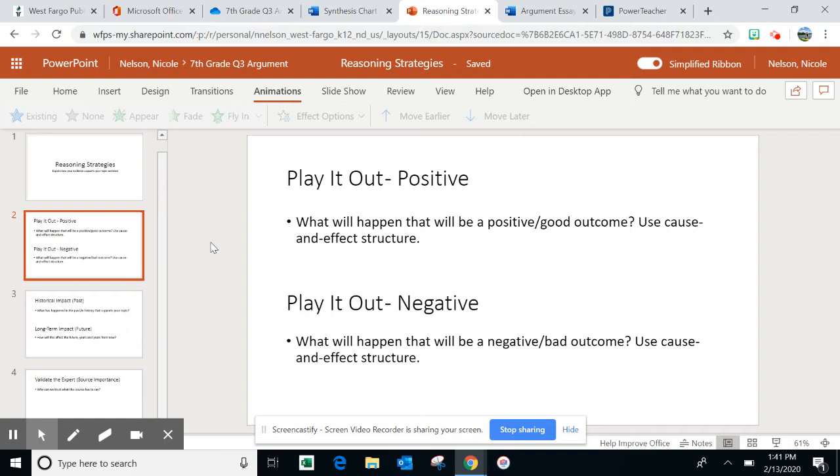To play it out positively means what will happen that will be a positive or a good outcome. And when you're doing this, think of cause and effect structure. Or you could play it out negative, so what will happen that will be a negative or bad outcome, and again, you'd use cause and effect structure. If you want to pause the video at any point during this time to take notes on this, you can, but this video will be available to you.